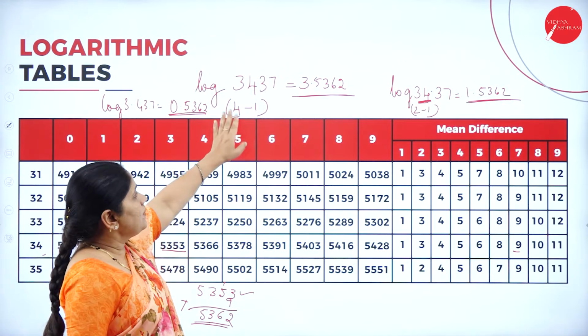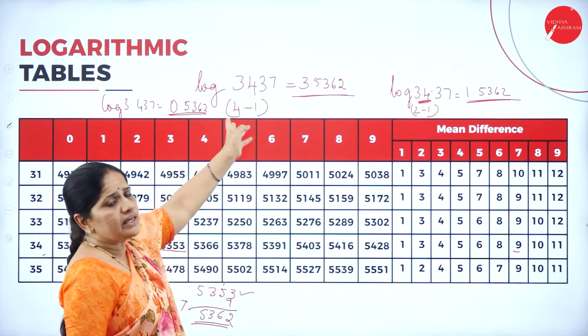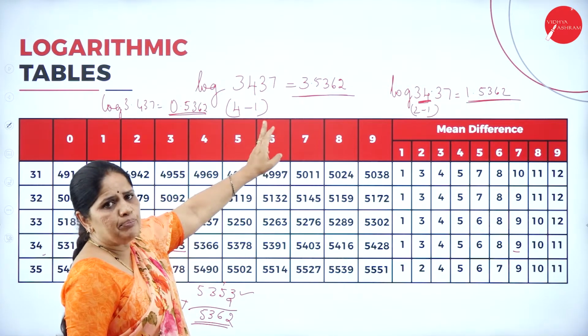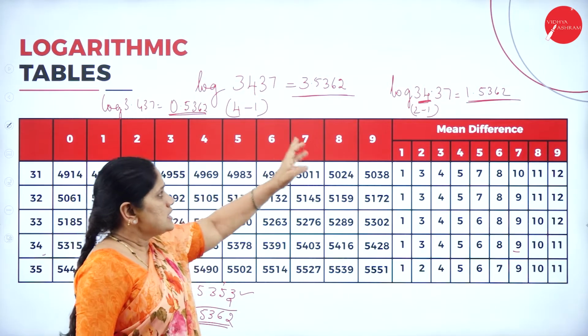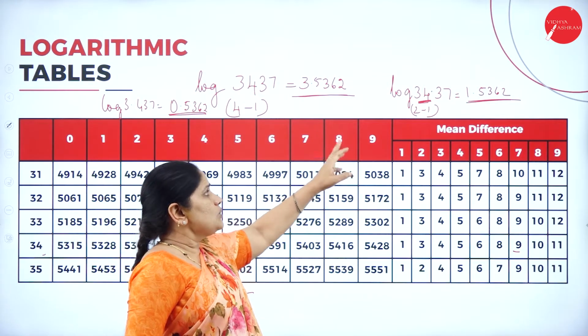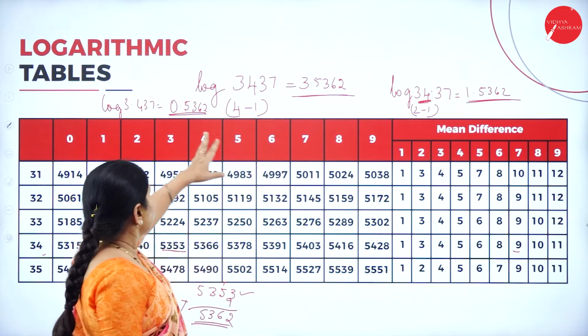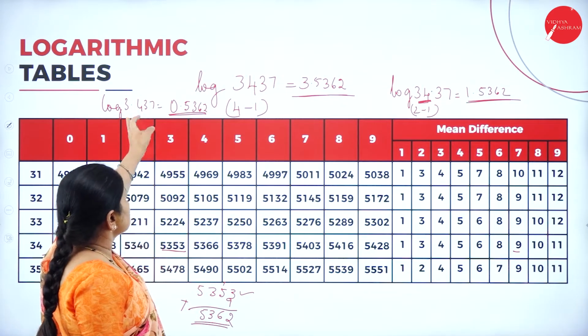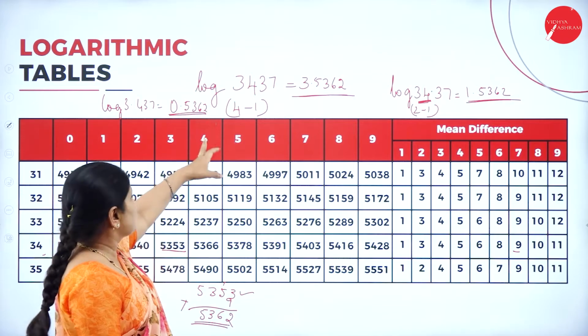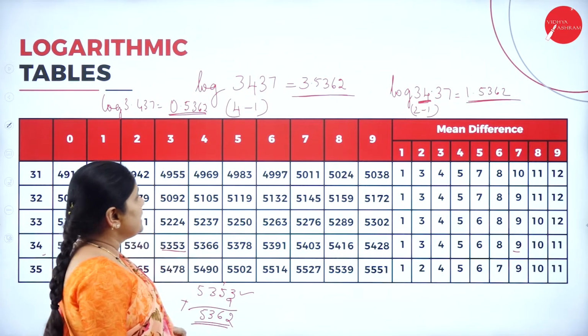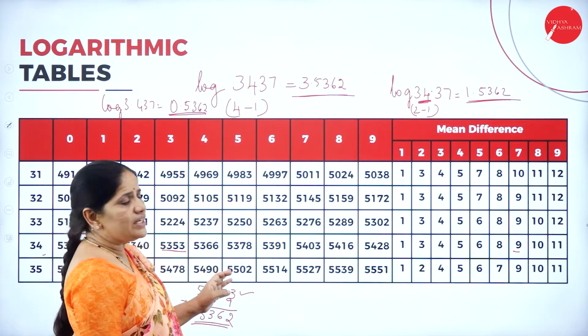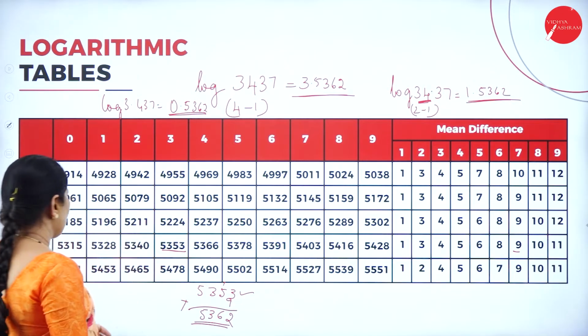So when the given number is of 4 digits, then the characteristic will be 3. Suppose they are given only 2 digits, 2 minus 1 is 1, so 1.5362. Then if there is only 1 digit, 1 minus 1 is 0, so 0.5362. So in this way we have to find out the log values.